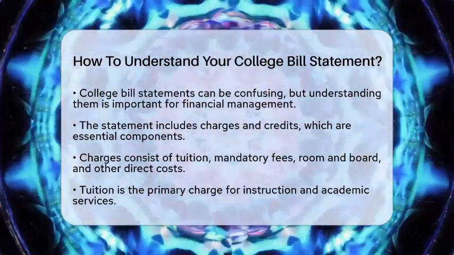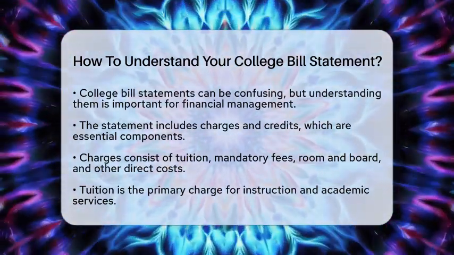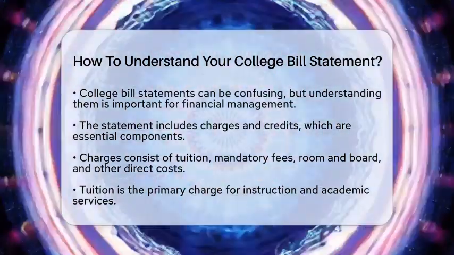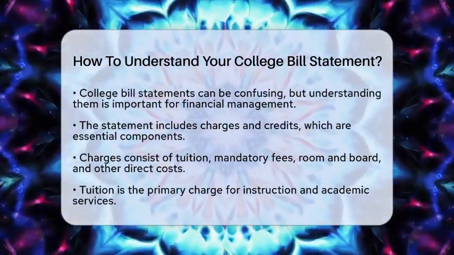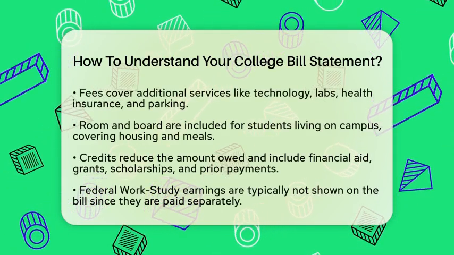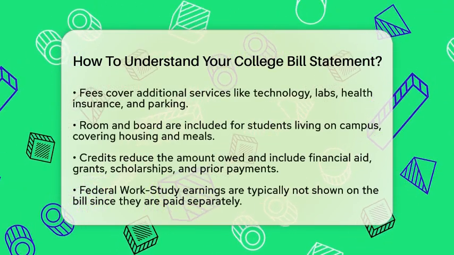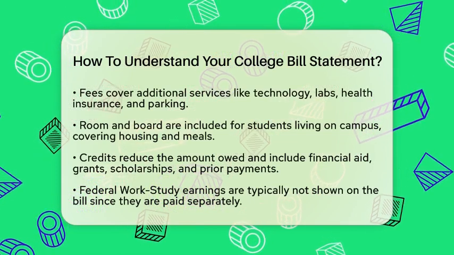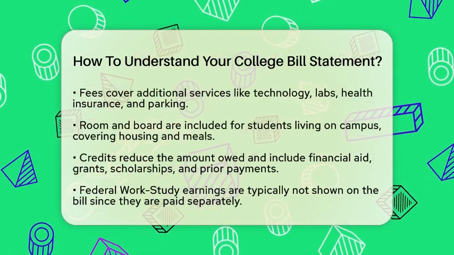If you live on campus, your bill will also include room and board, which covers your housing and meal plans. Sometimes, there are other direct costs like new student fees or special program fees, so be sure to check for those as well. Now, let's talk about credits.